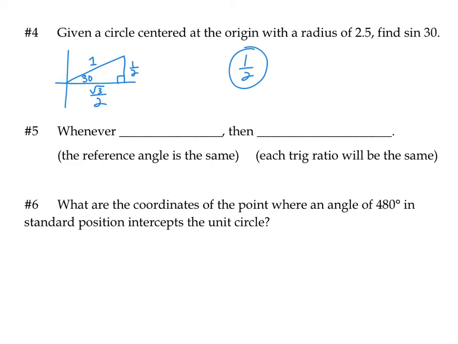Okay, whenever the reference angle is the same, each trig ratio will be the same. So whenever you have a 30-degree reference angle, for instance, each trig ratio for sine is going to be the same. Cosine is going to be the same. Tangent is going to be the same.